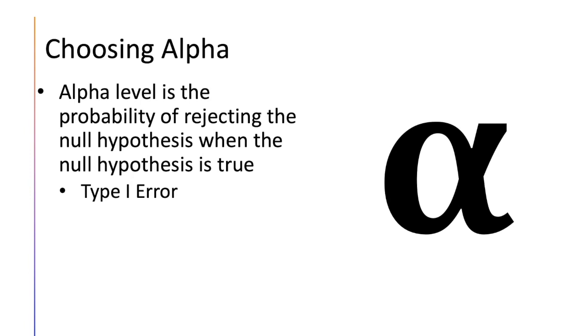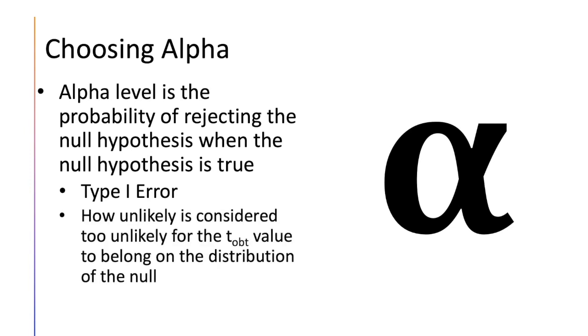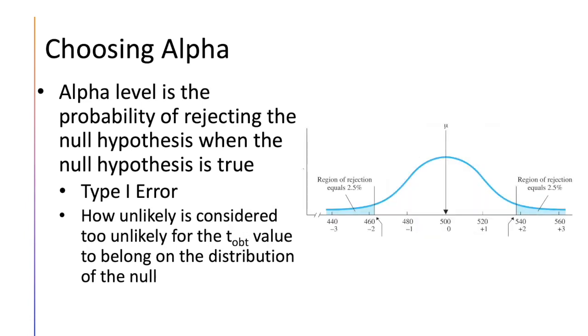This sets our level of comfort with error. How unlikely is too unlikely for the t obtained value to belong on the distribution of the null? In other words, we're going to take the distribution of the null hypothesis and we're going to set aside our alpha level as our region of rejection. So in this diagram, the region of rejection is 2.5% on one side, 2.5% on the other side, for a total of 5%. That's an alpha of 0.05.